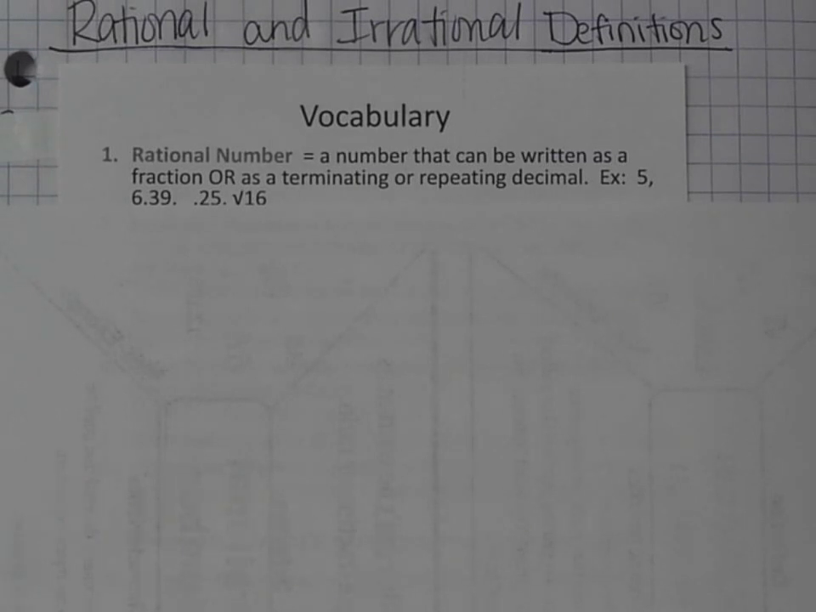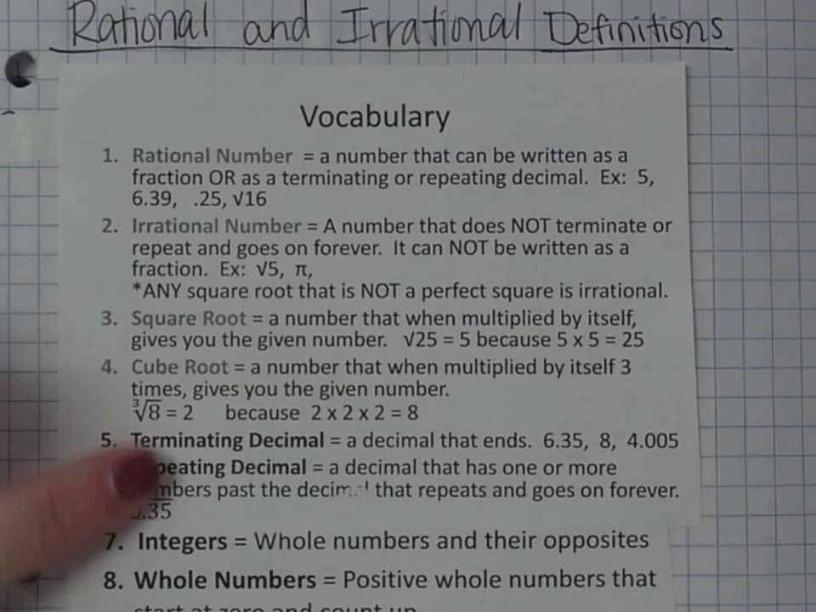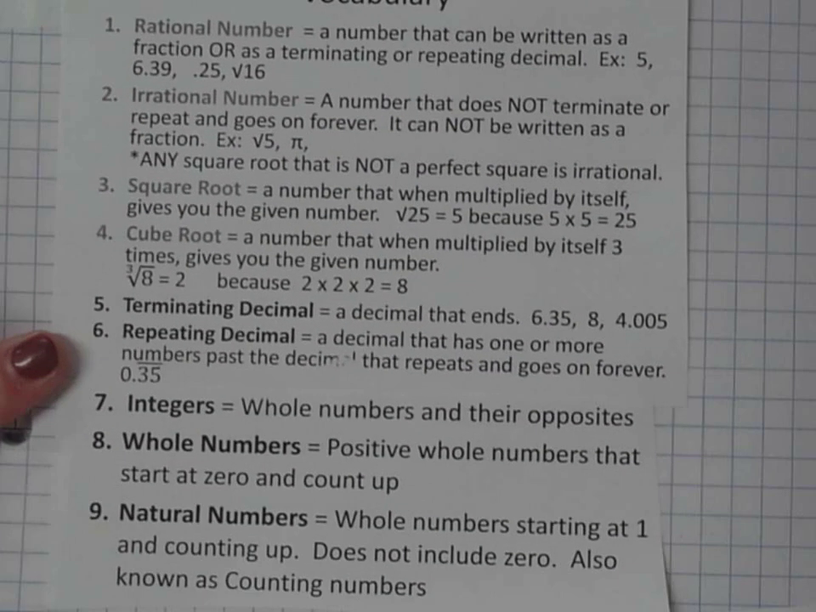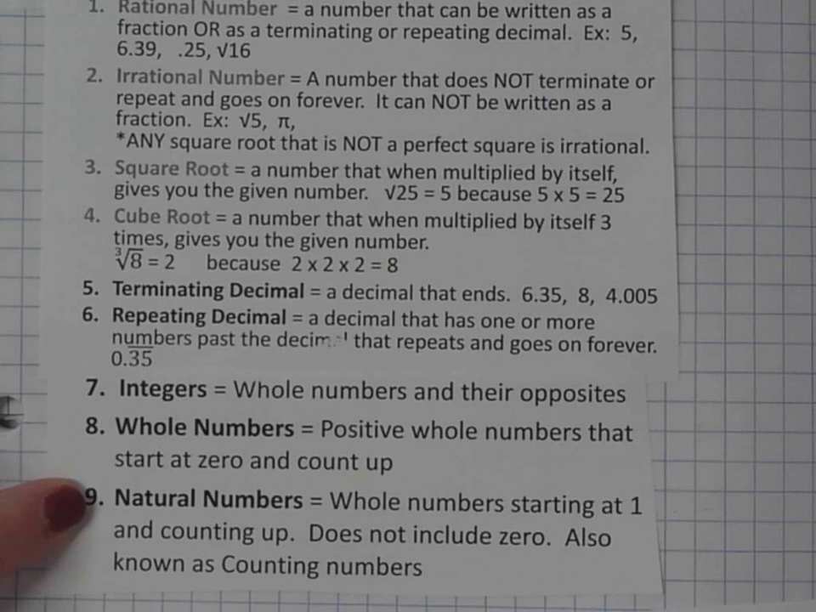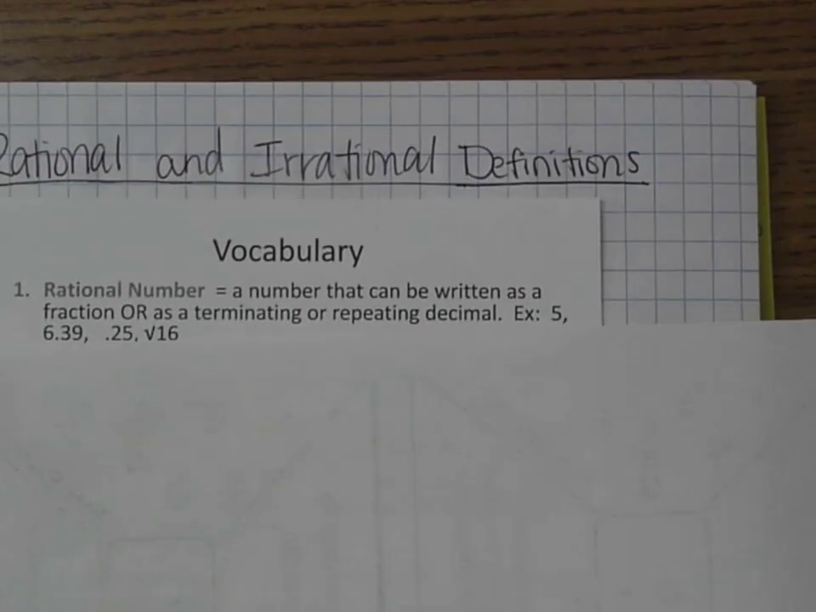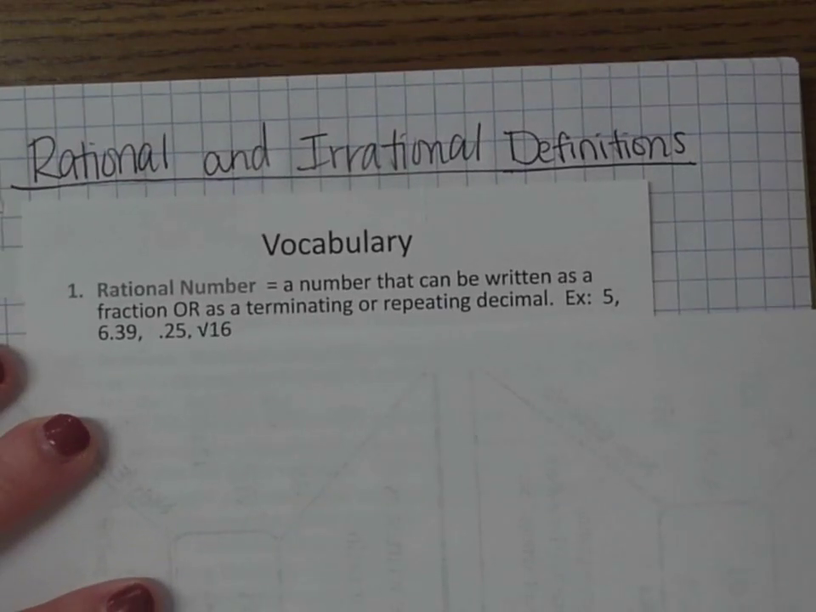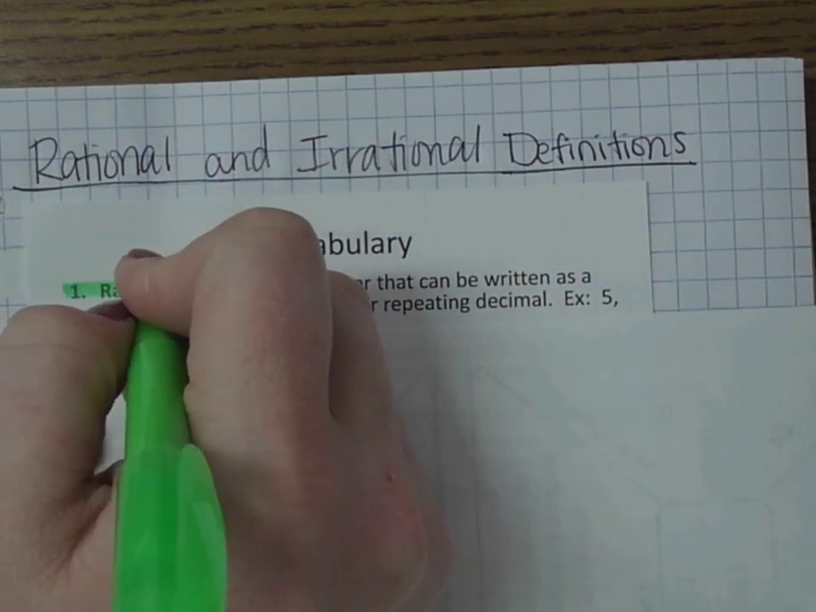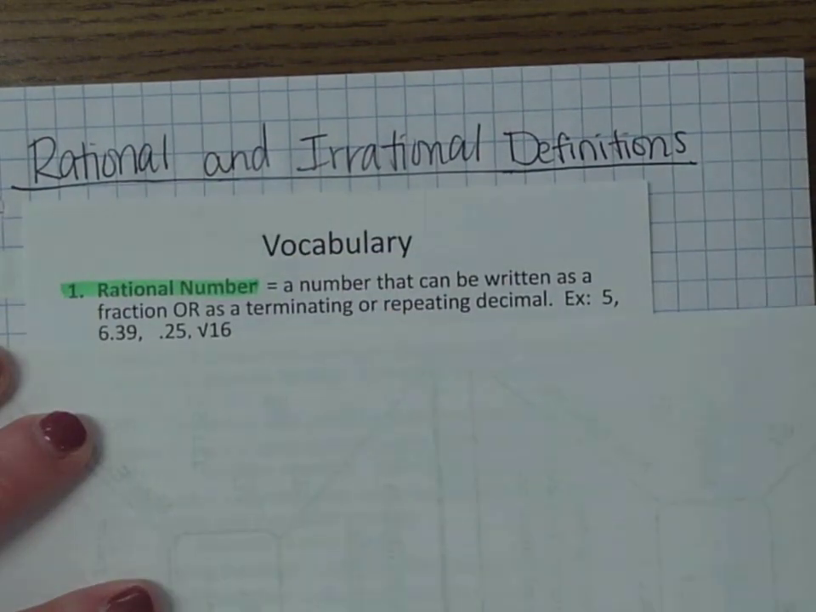So, rational or irrational numbers. These are the definitions. You should have gotten a vocabulary sheet that has all of these. I just cut it, and then notice 7, 8, and 9, I just put at the bottom. So, rational numbers, this is one of your vocabulary words.